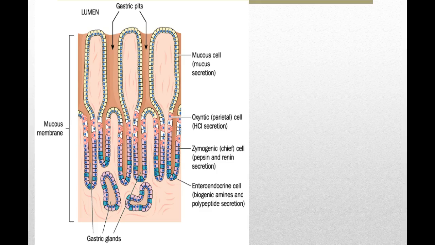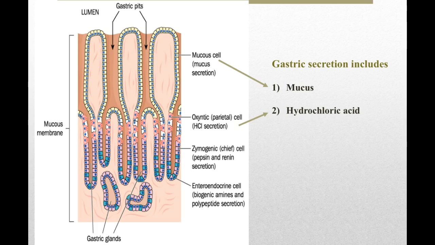The inner lining of the stomach consists of millions of gastric glands that secrete gastric fluid. Gastric fluid assists the chemical digestion of protein. It includes mucus, which protects the wall of the stomach from self-digestion by hydrochloric acid. Hydrochloric acid kills most of the bacteria that comes along with the food and drinks.